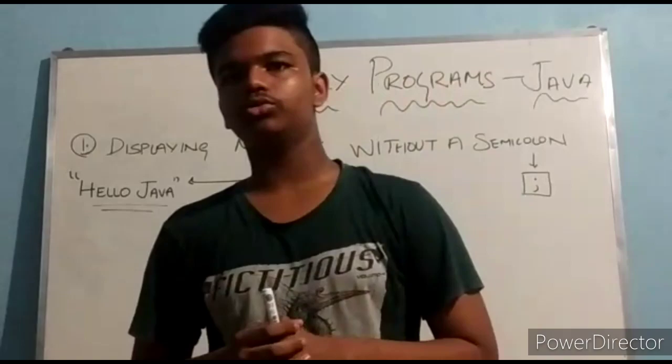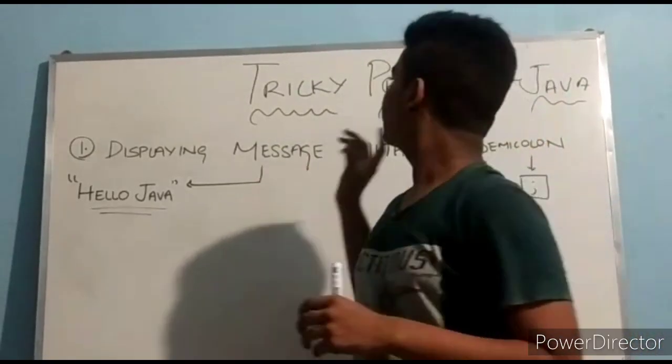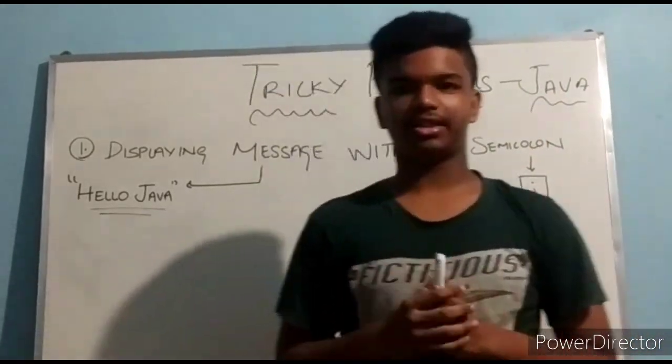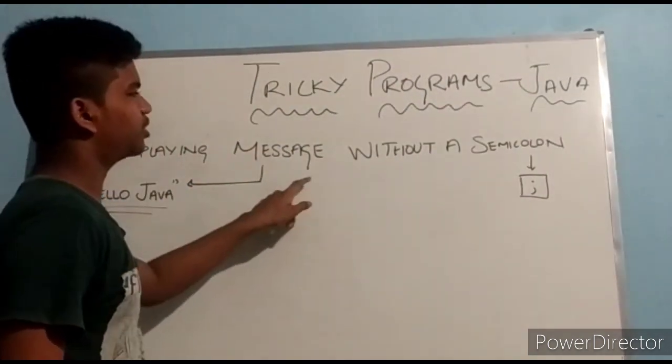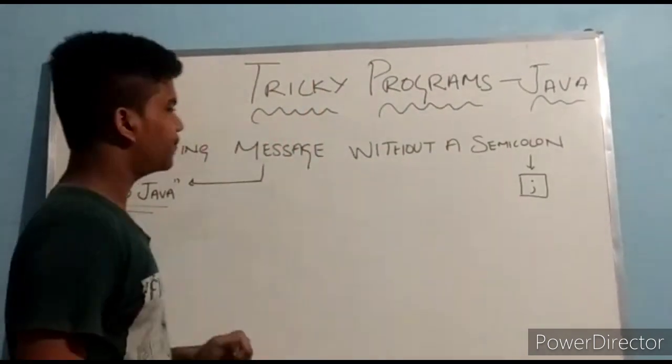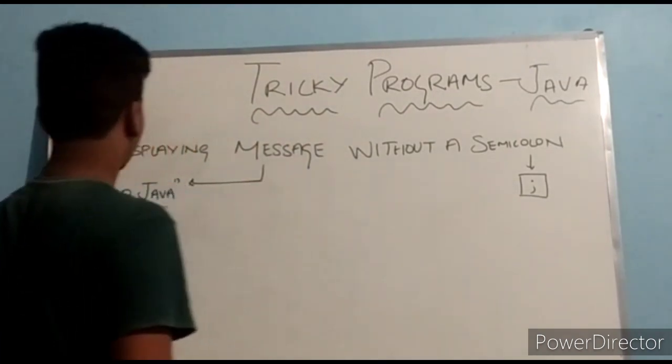Today we are going to do some cool tricky programs. So let's start. The first tricky program is displaying a message without a semicolon. The message is "hello Java".